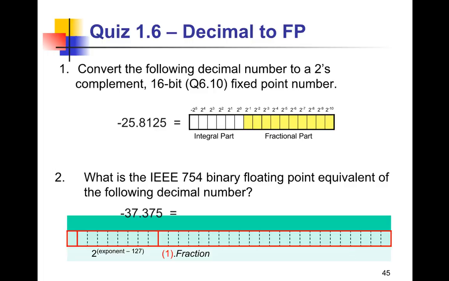So here's a quiz for you. See if you can do this: minus 25.8125. And then you might want to try this: minus 37.375.